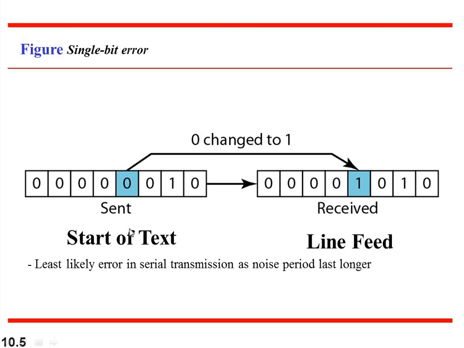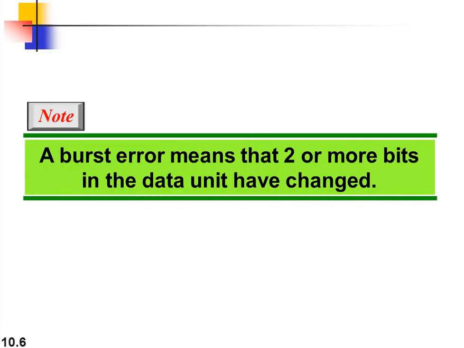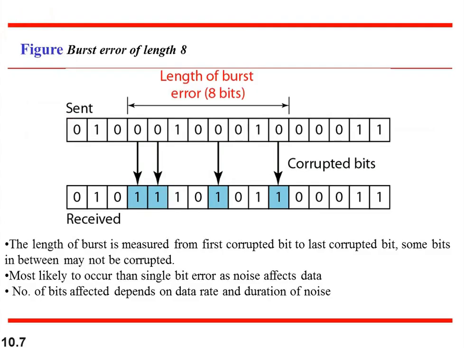This error may be because of noise of a longer period or any kind of spike that occurs, which is again a noise. So that can be considered as an error. This is a single bit error, and it can be easily detected and easily corrected. But if the error is more than 2 bits, then it is called a burst error.